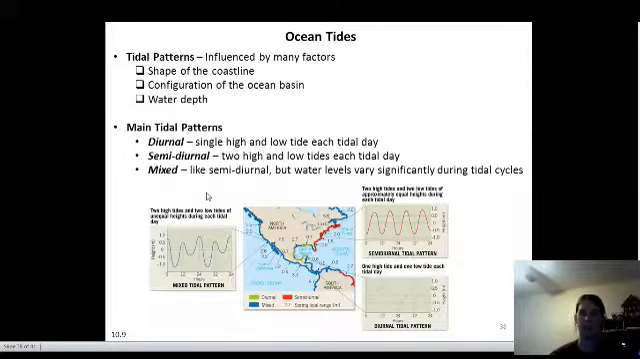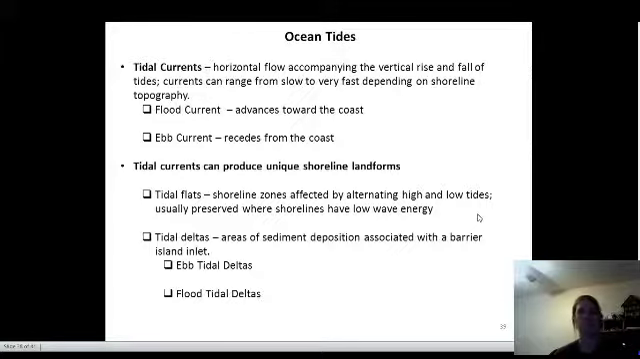And then you have your mixed. These are like semi-diurnal, but the water levels vary during the tidal cycles. Okay, so you would have, say this was 6 a.m. So 6 a.m. was always a much lower low tide than the 6 p.m. low tide. The tidal currents are horizontal flow, accompanied by a vertical rise and fall of the tides, and the currents can range from slow to very fast, depending on the shore. You can also get a flood current, which is the advance towards the coast, and the ebb current, which is where it recedes from the coast.